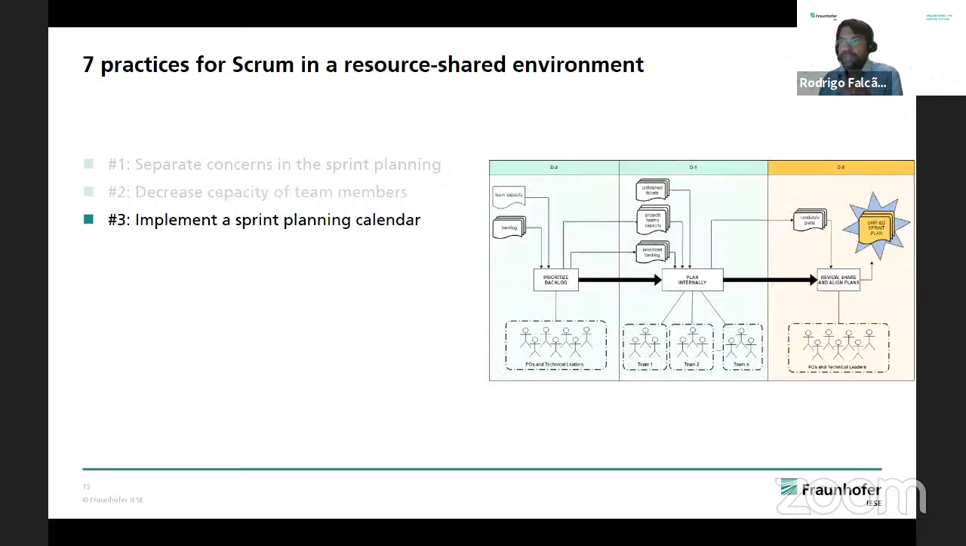Third, we implemented a sprint planning calendar. Instead of having the traditional one-time sprint planning ceremony, as in the Scrum playbook, we had 3 ceremonies for planning in order to properly separate the different concerns and have only the right people taking care of each concern. In the first meeting, we had people talking about which items in the backlog would be prioritized and how the resources would be shared.